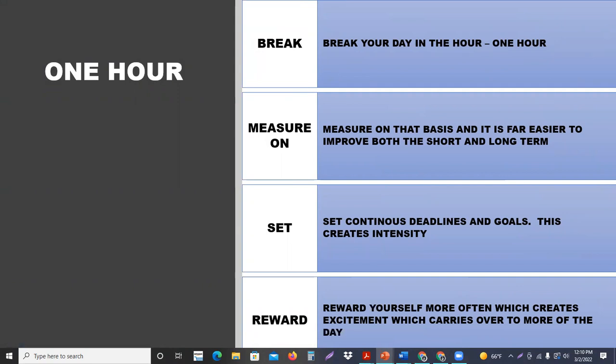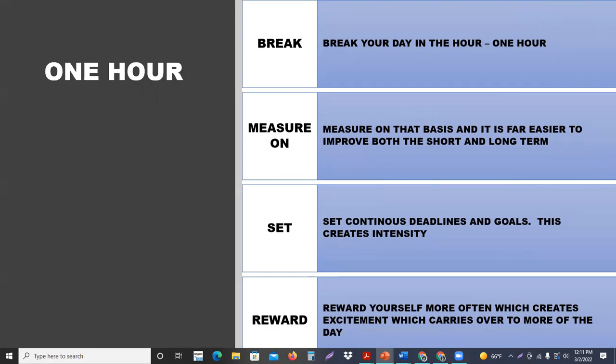And it's far easier to improve both the short term as well as the long term when you measure on more immediate timeframes. And then once again, if I have a 30-minute deadline, if I have an hour deadline for goals, this creates intensity. Elon Musk had a quote or a meme that I saw: if you give yourself 30 days to clean your room, you're going to clean your room in 30 days. So set those upfront, close, continuous deadlines and either meet or don't meet those, and either build on that momentum or kind of reset. And then reward yourself.